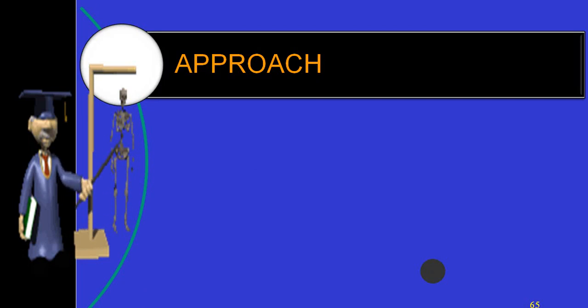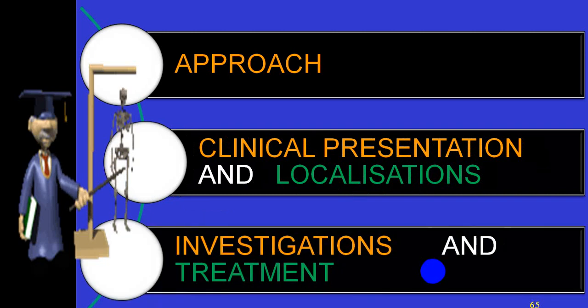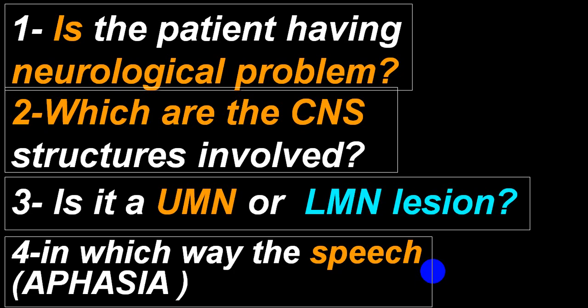Today, in continuity with the previous lecture, this is part 2 in stroke. In this particular part, we'll be dealing with how you approach a person who has developed stroke, investigation, treatment part, and localization. So, approach, clinical presentation, localization, investigations and treatment part.